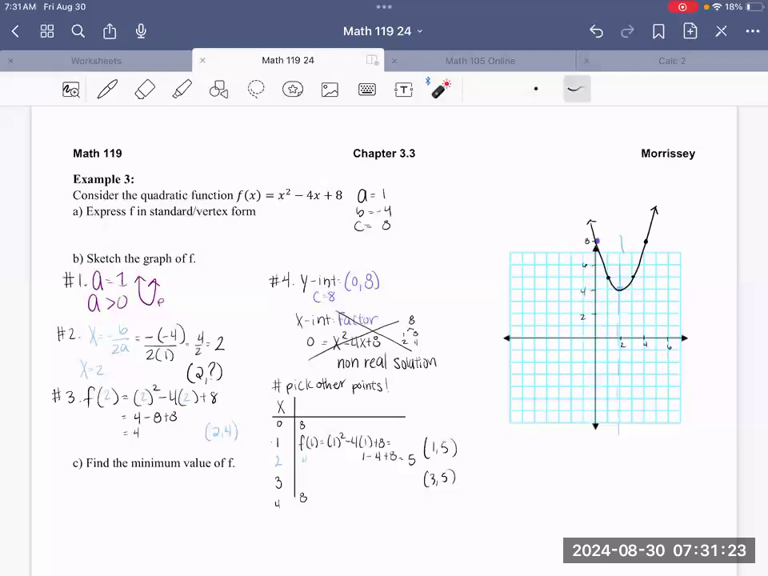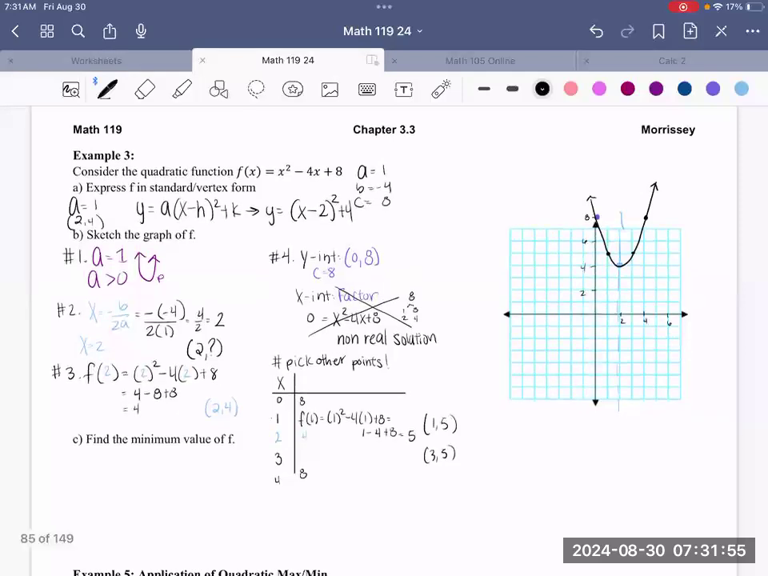Now let's go ahead and put this into vertex form. So for vertex form, we need A. We need your vertex, 2, 4. We need y is equal to A times x minus h squared plus k. So A being 1, we can leave it alone. X minus 2 squared plus 4. So that would be your vertex, 2, 4.